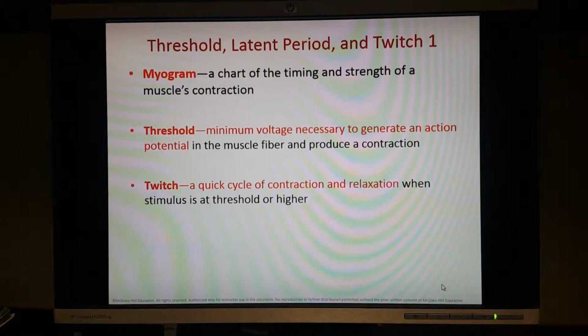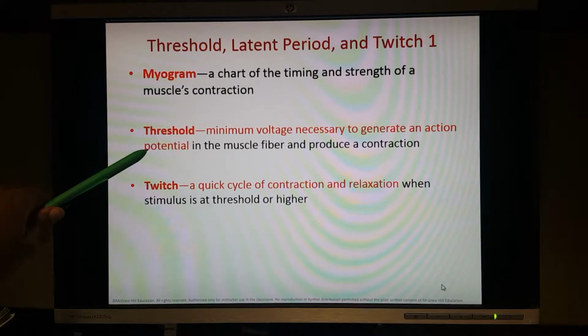In order to record the activity of muscle, you can do this using a myogram. It's a chart of the timing and strength of a muscle contraction. For a muscle contraction to happen, again, you need your muscle to go through a threshold, so a change in the membrane potential enough to open those voltage-gated ion channels and cause the action potential. Again, our action potential is the quick change in membrane potential, with our depolarization, with sodium rushing into the cell, and our quick repolarization with the potassium moving out of the cell.